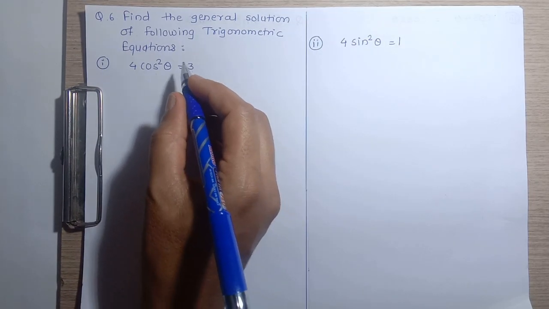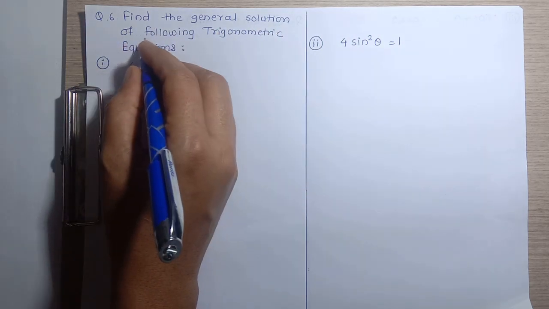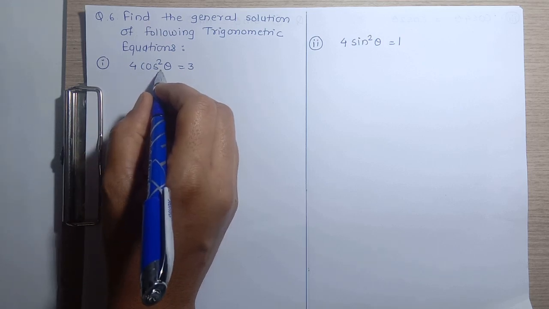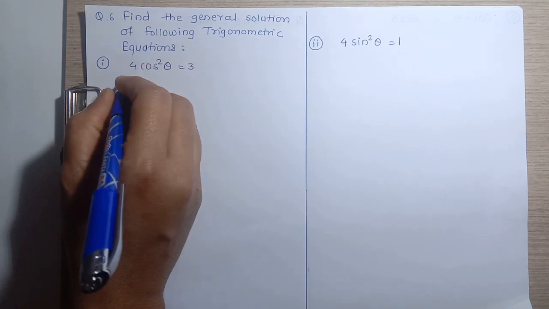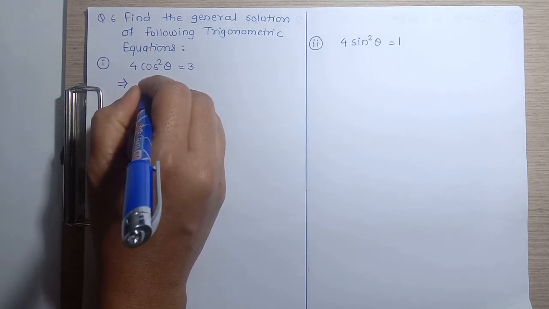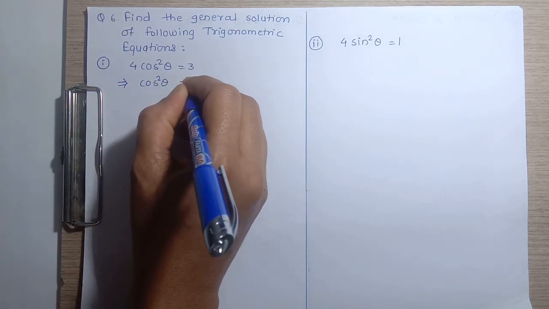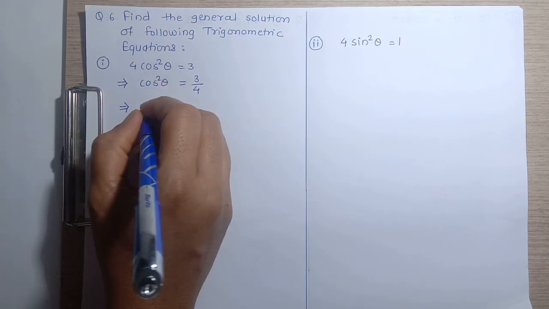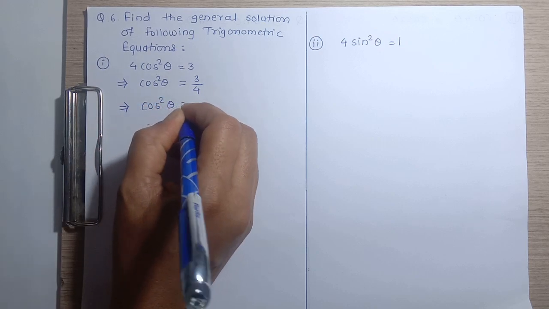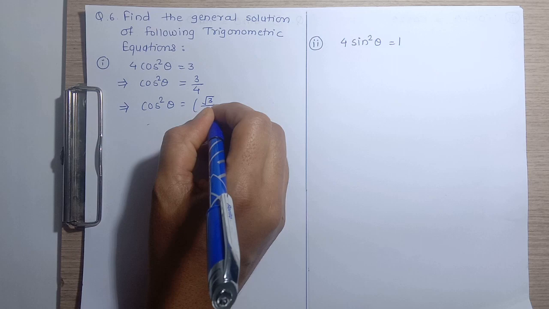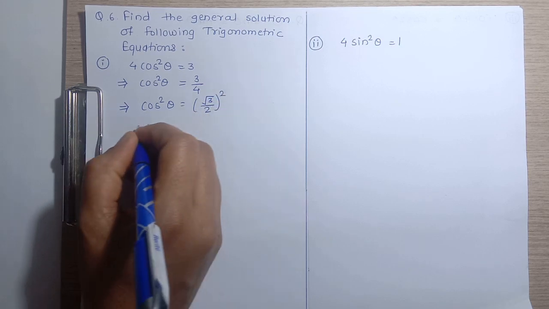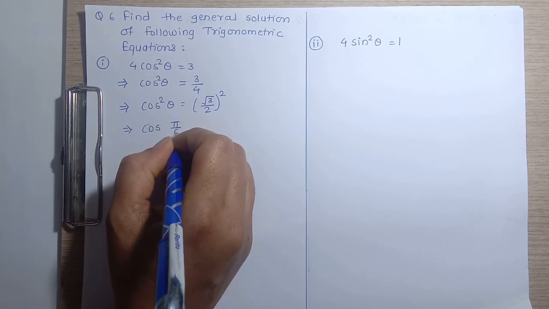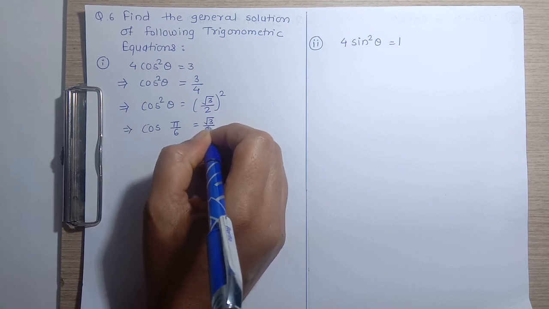In this session we are going to solve examples on the general solution of trigonometric equations. First example: 4 cos square theta is equal to 3. This equation can be written as cos square theta is equal to 3 upon 4. That is, cos square theta is equal to (root 3 divided by 2) whole square, and we know that cos of pi by 6 is equal to root 3 by 2.